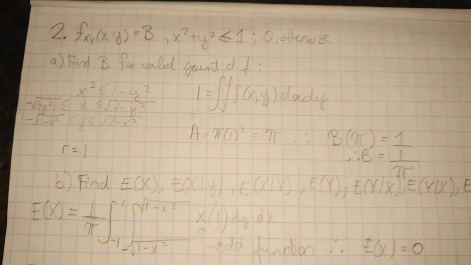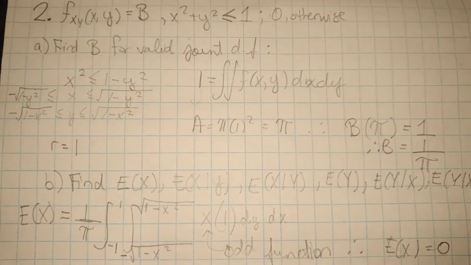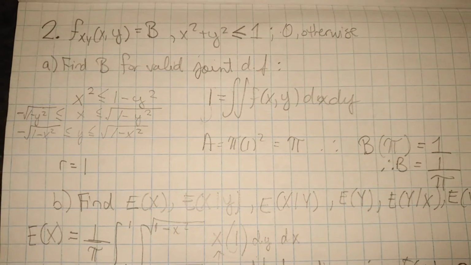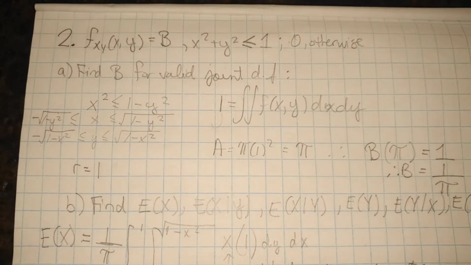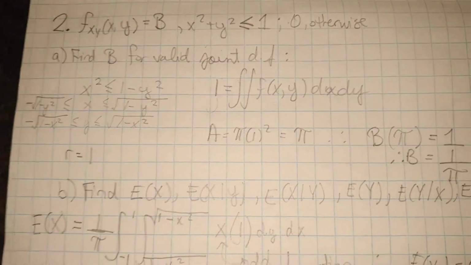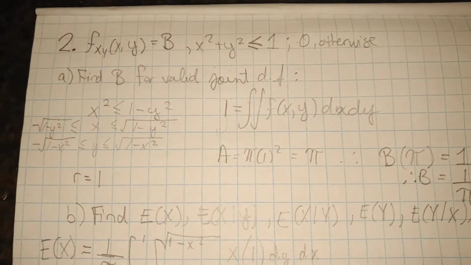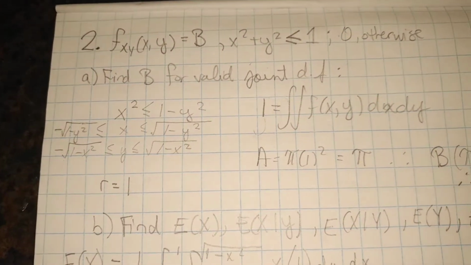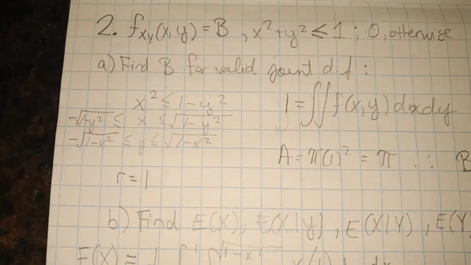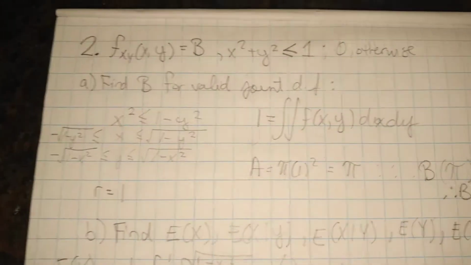This is the answer to homework 6, question 2. The question gives the function f(x,y) equal to b, where x squared plus y squared is less than or equal to 1, or 0 otherwise. The first part of the question asks us to find b to make the function a valid joint density function.